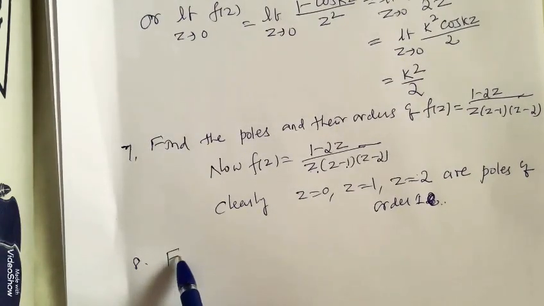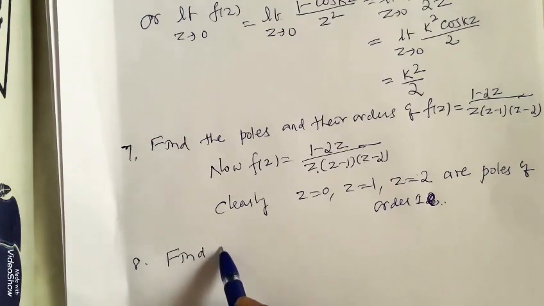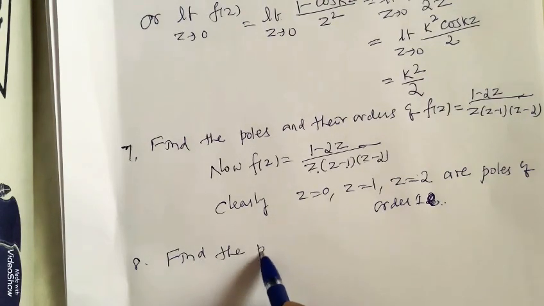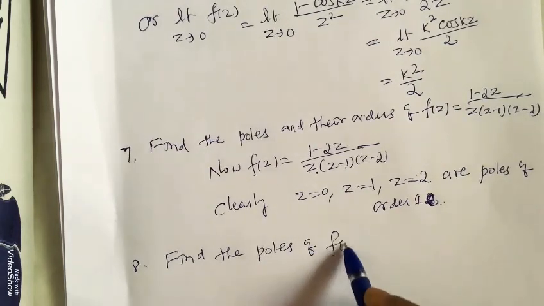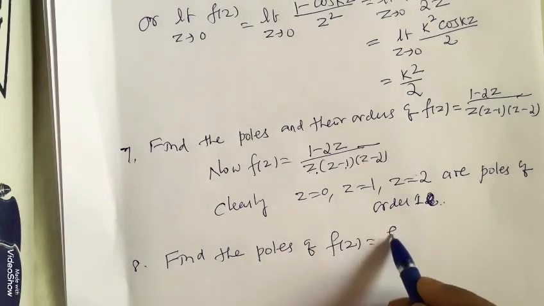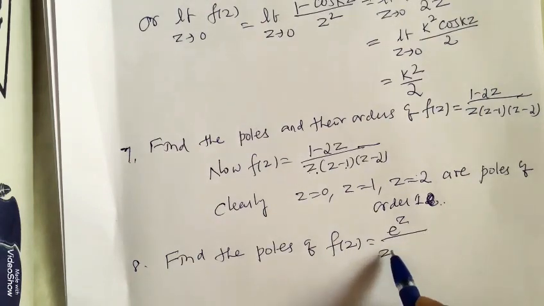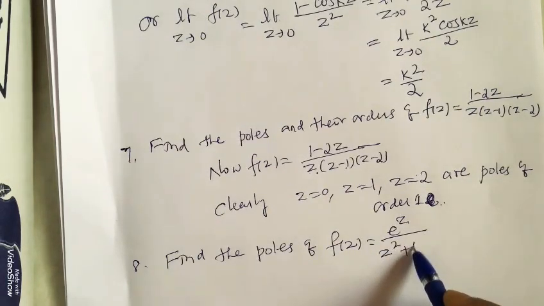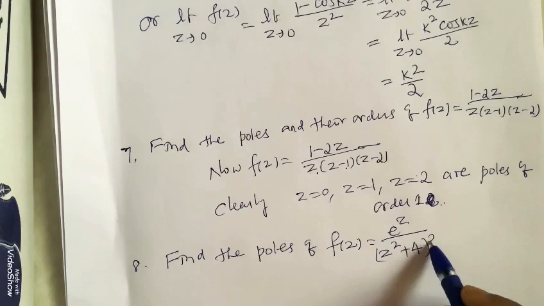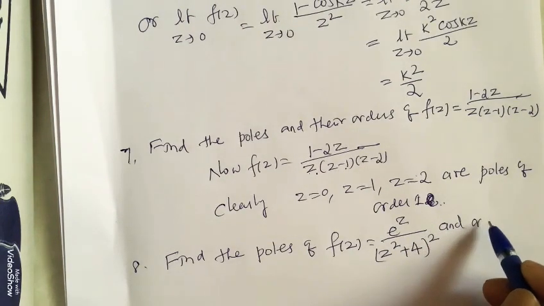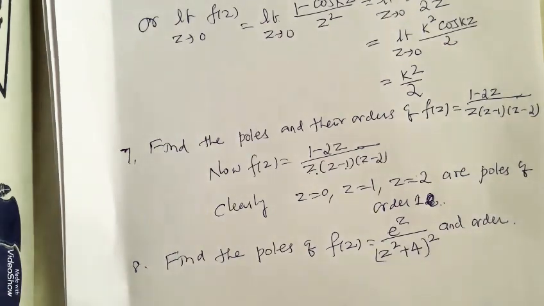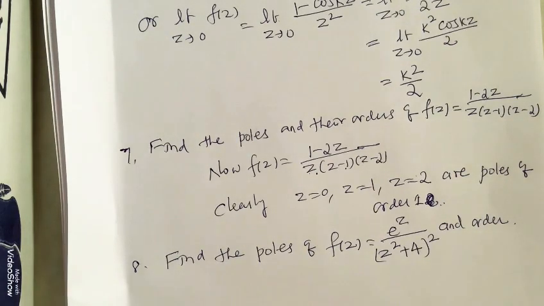Find the poles and order of f z is equal to e raised to z divided by z square plus 4 whole square.